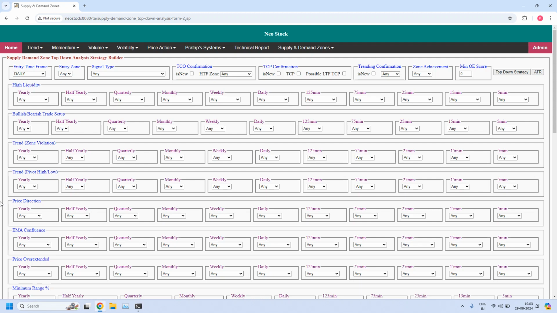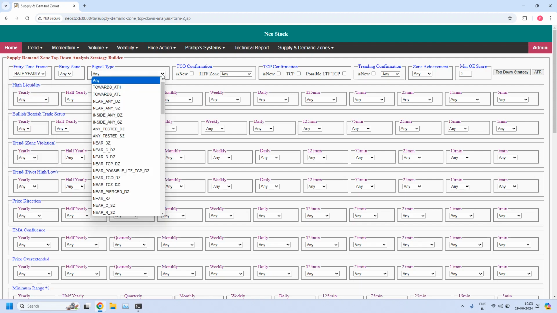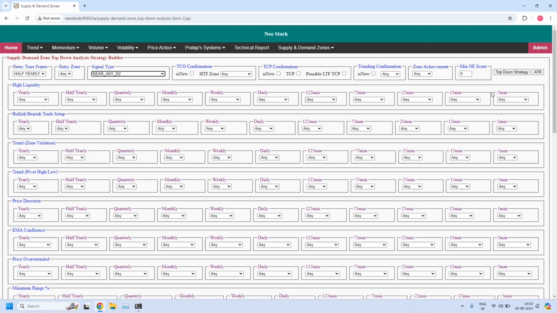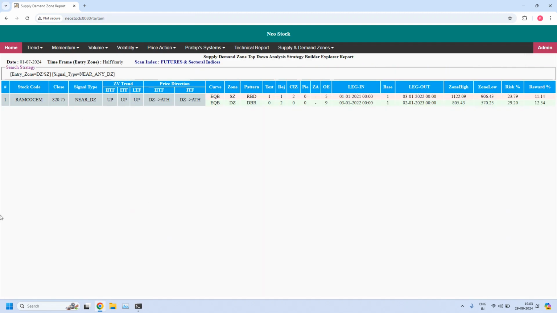In this video, we are going to generate different supply demand zone reports useful for the premium subscribers. The first report we are going to generate is finding the stocks near demand and supply zones starting from half-yearly time frame. For half-yearly time frame, let us find the stocks near half-yearly demand zone. Only one stock is filtered.